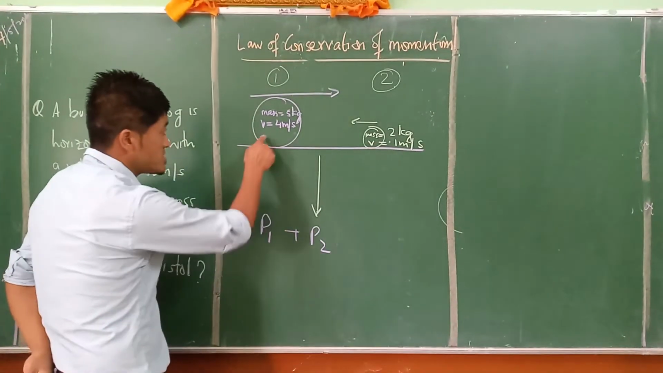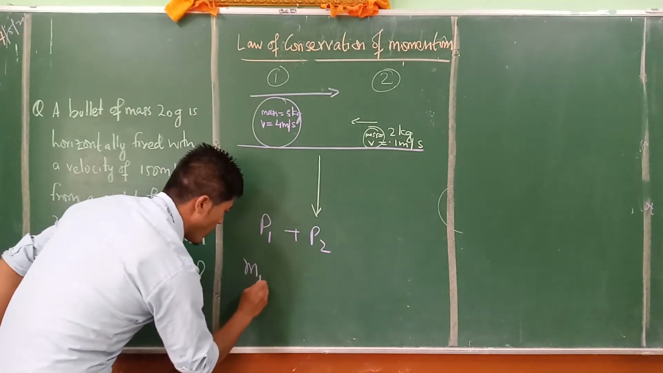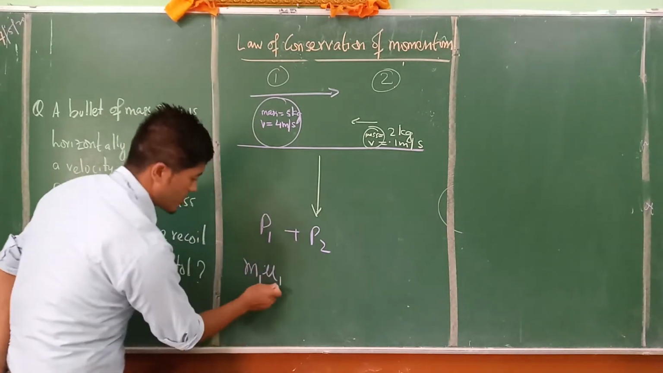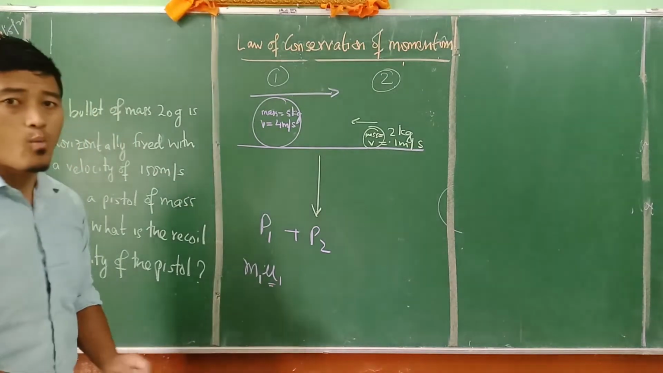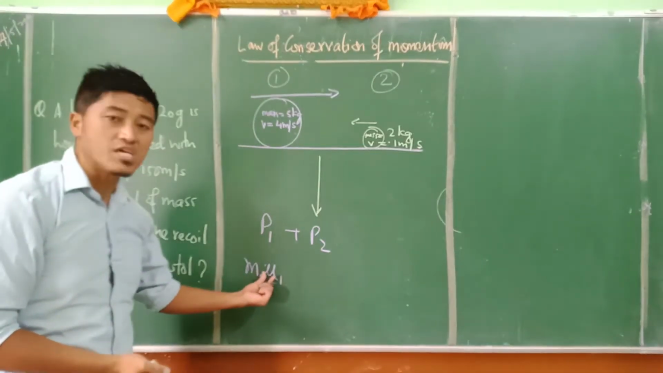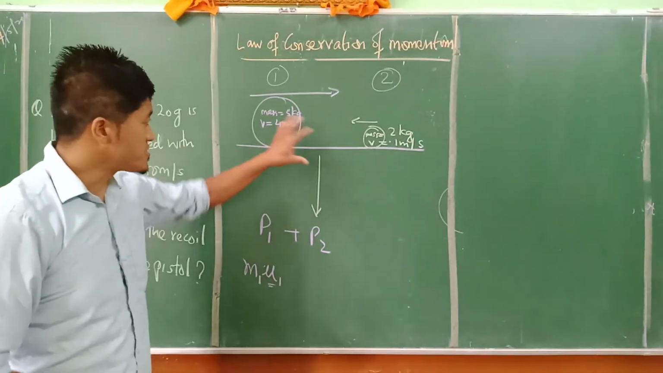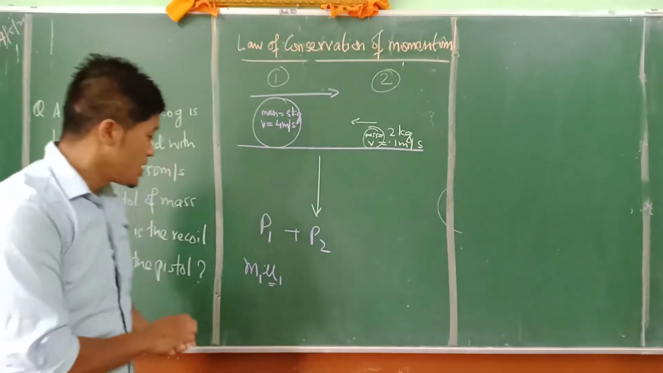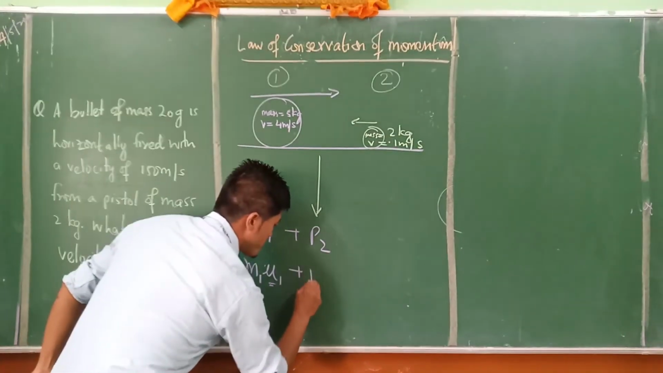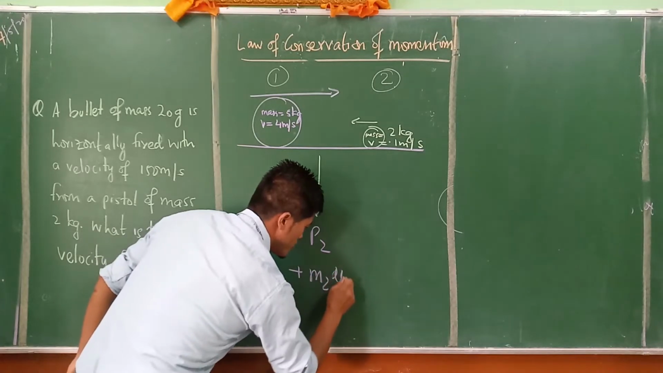Now, this P1 is M1 U1. Over here, I'm going to take U, because U is the initial velocity. We are also going to take this example on that side. M1 U1 plus M2 U2.